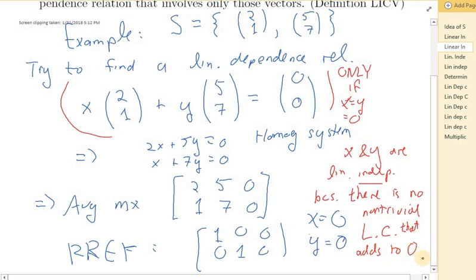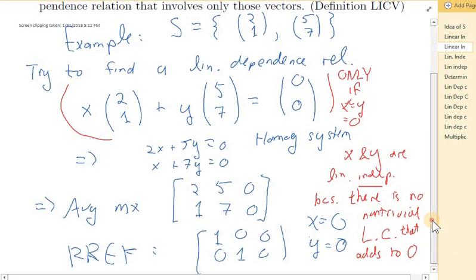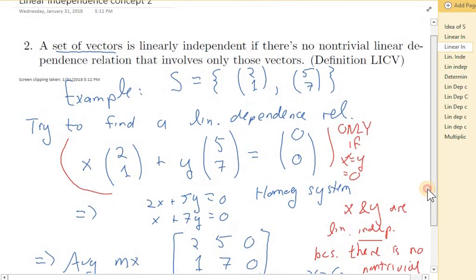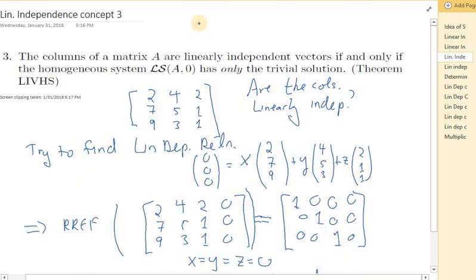All right? So that's the idea of linear independence. Clearly, you can generalize to any number of vectors. You can say that linear independence says something about the solution set of a homogeneous system. If the solution set is only the trivial solution, then those vectors are linearly independent. All right, let's go to the next point.